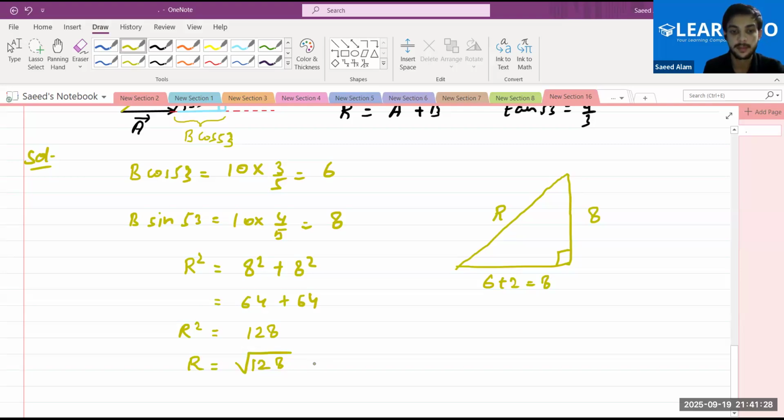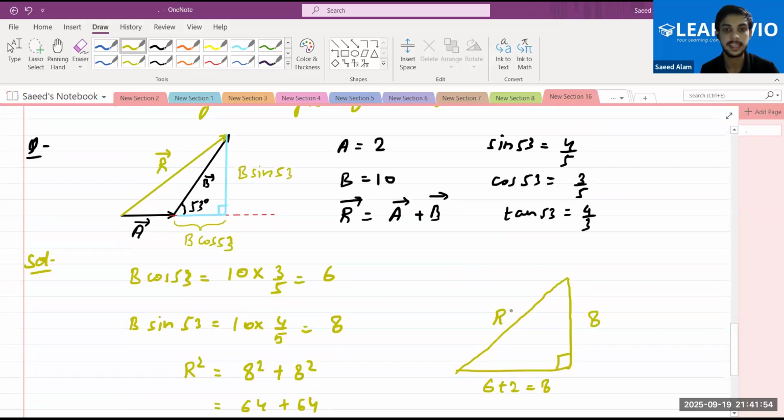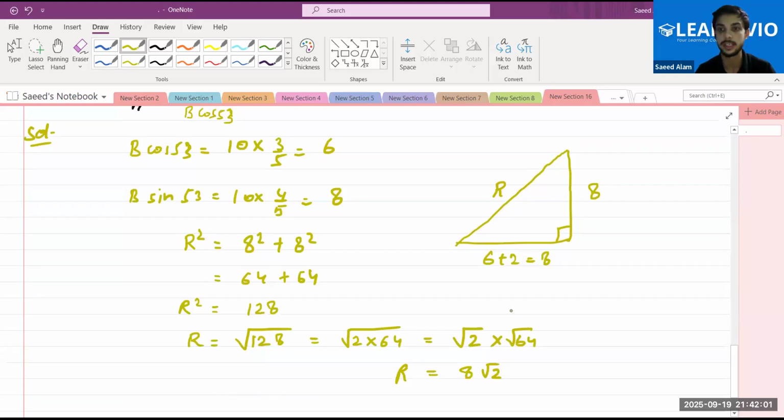Yes or no? Yes. And if you see it a little properly, can I write it like this? Can I distribute it like this? So have you got the answer of the resultant? That is 8 root 2. So R, the magnitude, we had got to be 8 root 2. Yes, is it okay?